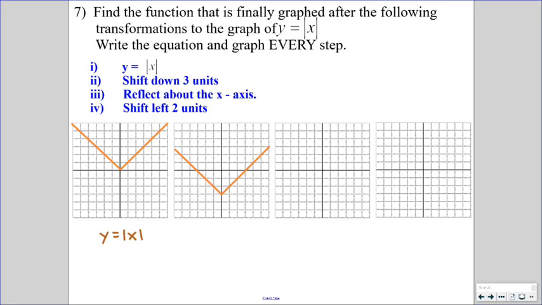Now I want to write the function as well because the question is asking us to find the function. So if I took my absolute value and I shifted down 3, that would look like this. The absolute value of x minus 3.